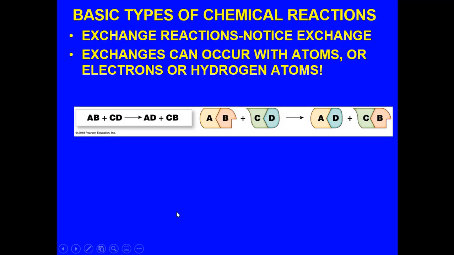Finally, I talked about exchanges. Exchanges occur very rapidly and are very straightforward. If I have AB and I have CD, that means that the A is going to form and connect with the D, hence AD. B is going to combine with the C, and so you're going to have CB. Okay? Now this can occur with atoms, or with electrons, or with hydrogen atoms, so I want you to be aware of that.